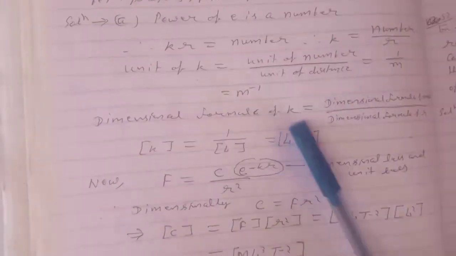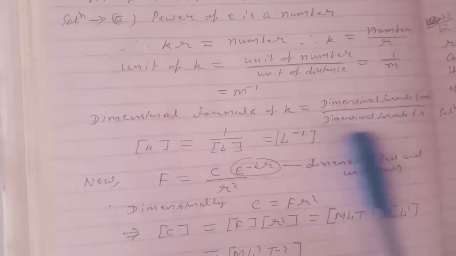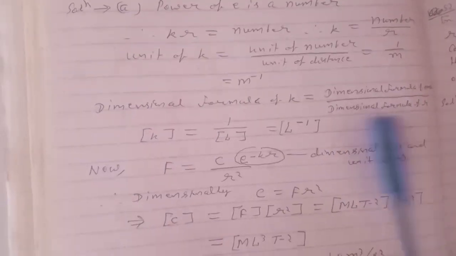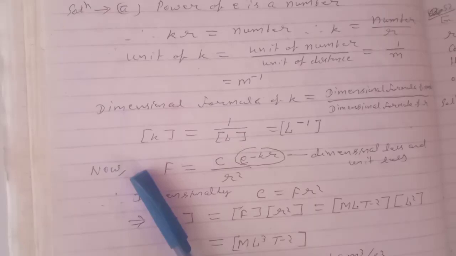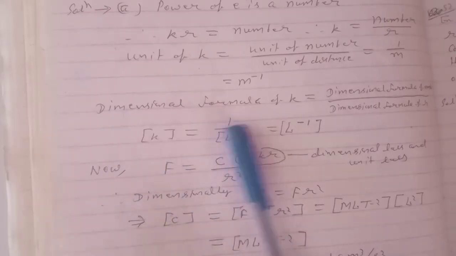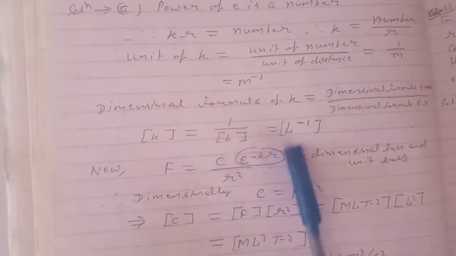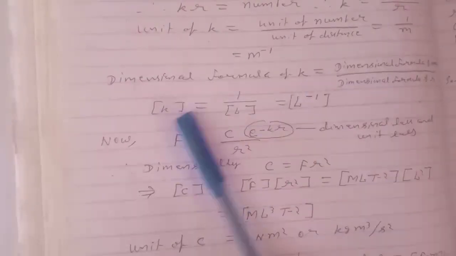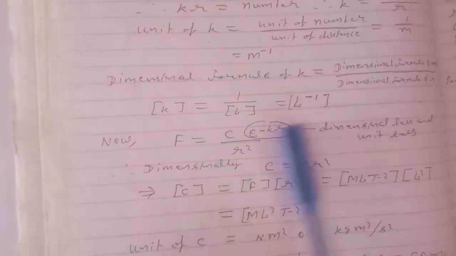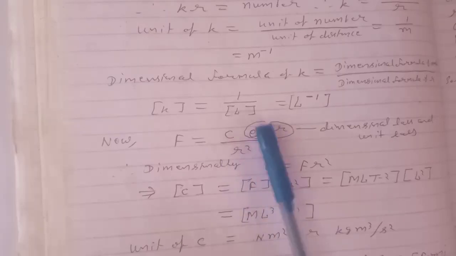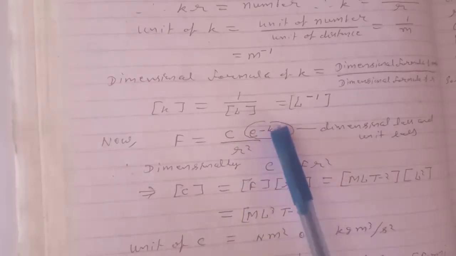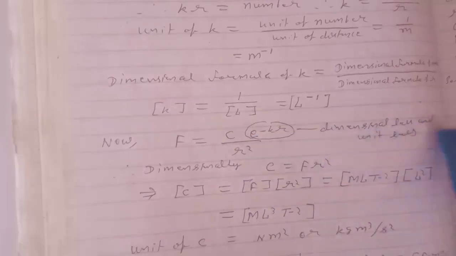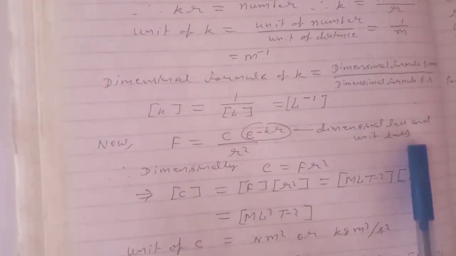Now the dimensional formula of K is the dimensional formula of number by the dimensional formula of r. So the dimensional formula of K equals 1 by the dimensional formula L, or L minus 1. So the dimension of K is L minus 1. Now F equals C into e to the power minus Kr by r square, and this whole value is dimensionless and unitless.